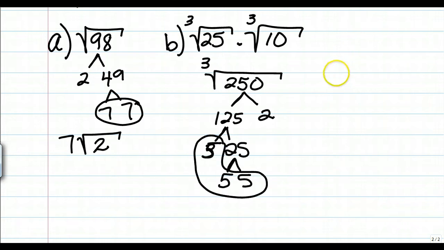So I know that they can escape, and I have to look to see what's stuck inside that's a prime number. Well, the only thing that's stuck inside is the 2. So that's a 2. However, if you notice, I'm missing my index number. I have to write the 3 here because otherwise it looks like a square root, and it is a cube root.